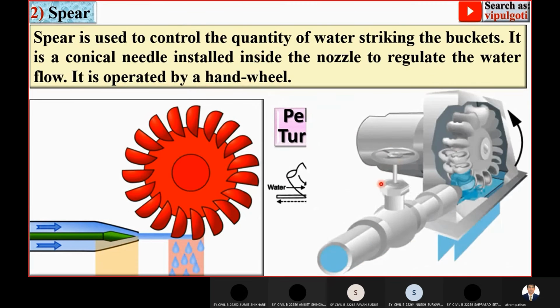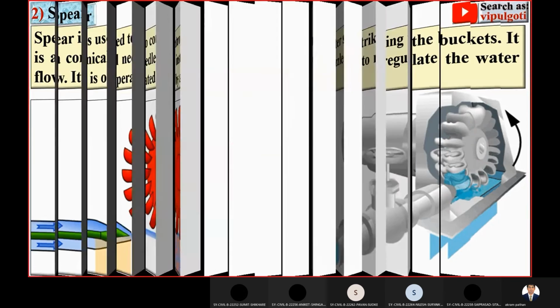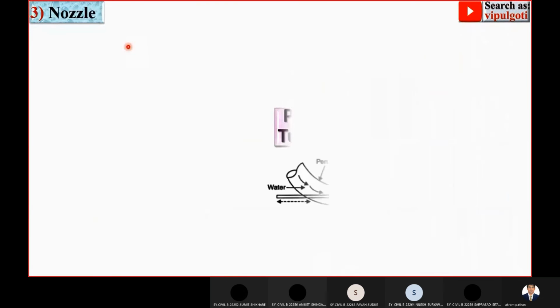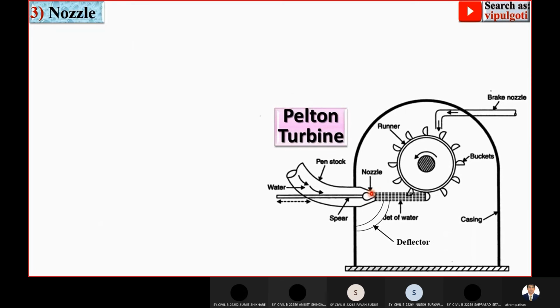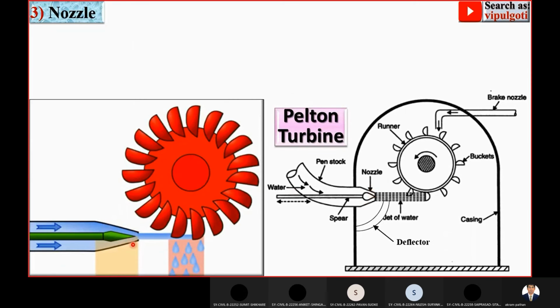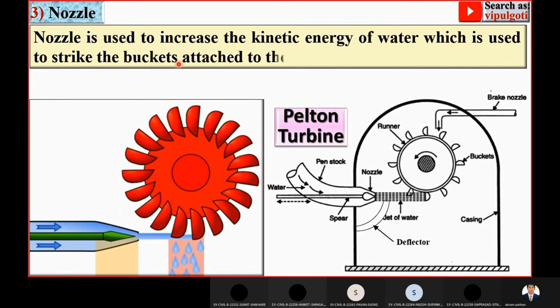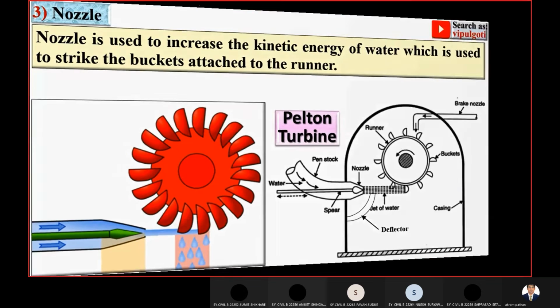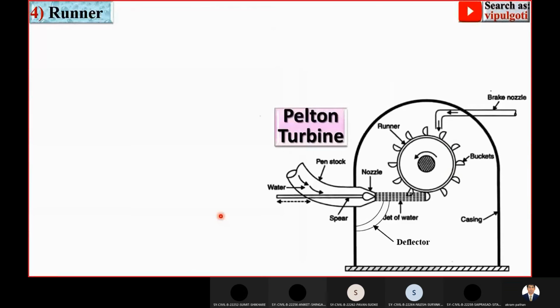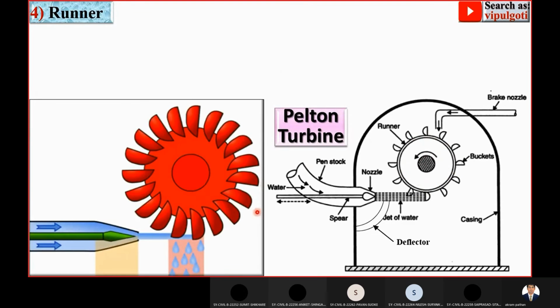Okay, so look at this diagram, we have a wheel, we have a spear rod, and with the help of this wheel we can close or open the valve, and the water will impact over the runner or the bucket. Then we have a nozzle. So the nozzle is used to increase the kinetic energy of water which is used to strike the bucket attached to the runner. Now if you want to increase the pressure in the form of kinetic energy, with the help of the spear or nozzle, we can increase it.